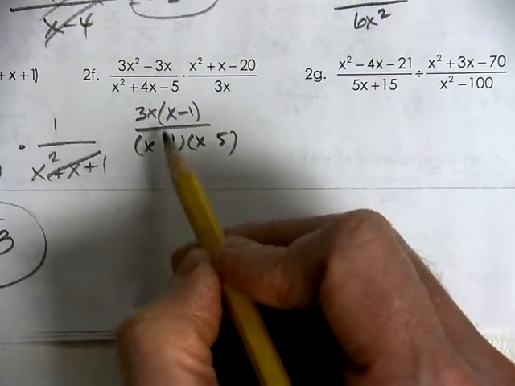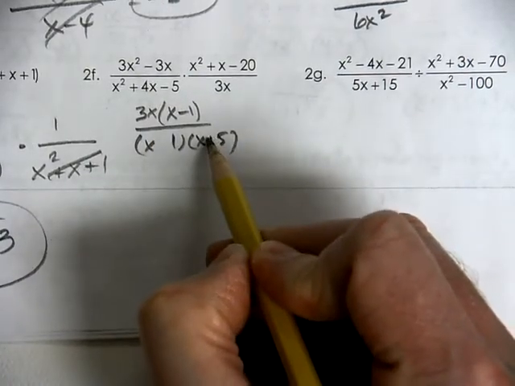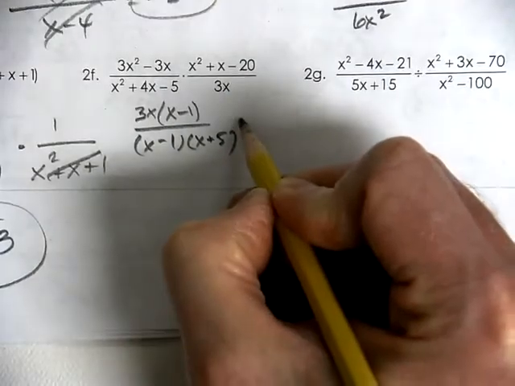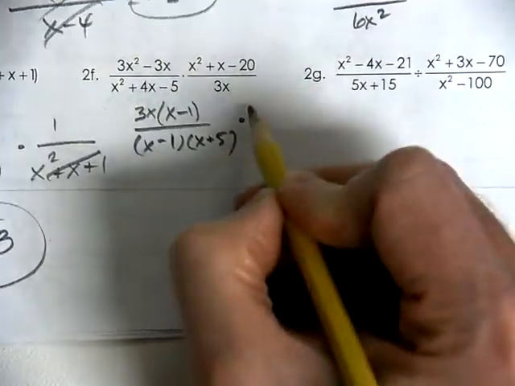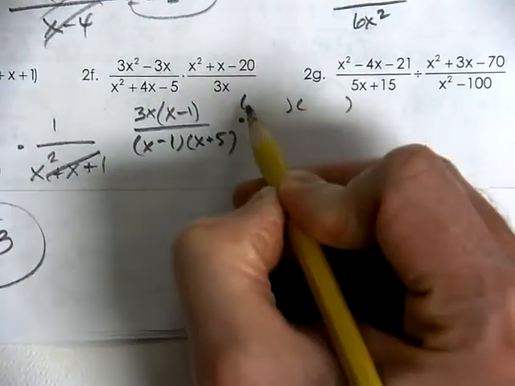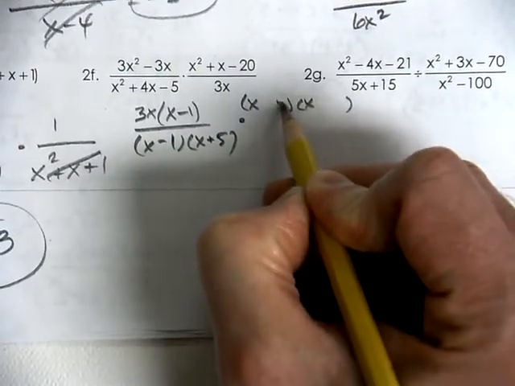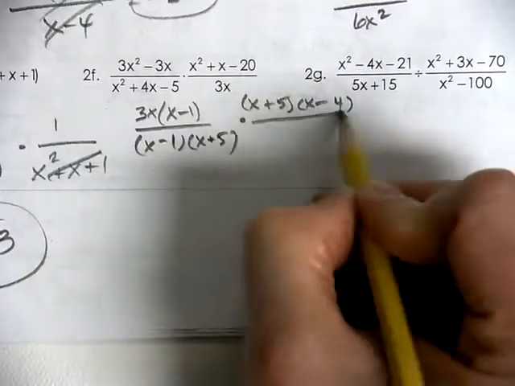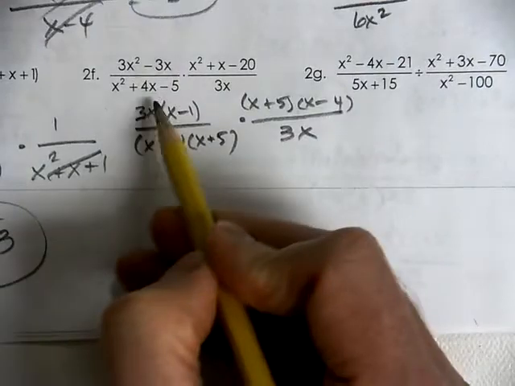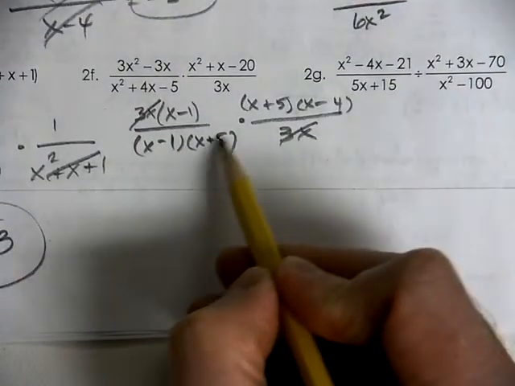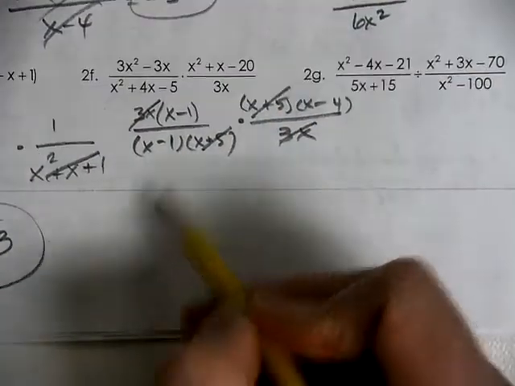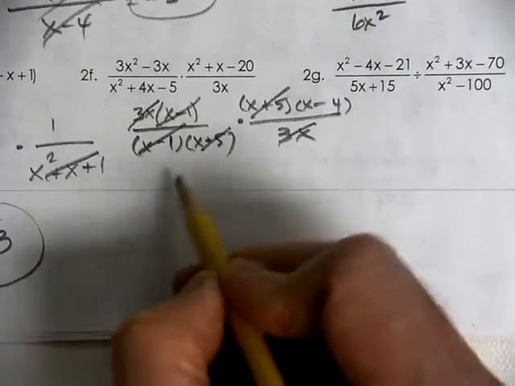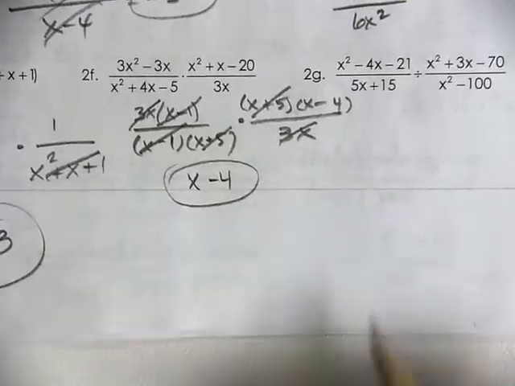And that will be, to get a positive, we need more 5s than we have negatives. This is multiplication, so we keep it in the same order. X and x, 5 and 4, positive 5, negative 4, and 3x. So it looks like the 3x's are going to cross off, the x plus 5's are going to cross off, the x minus 1's are going to cross off, and the only thing left over is x minus 4.